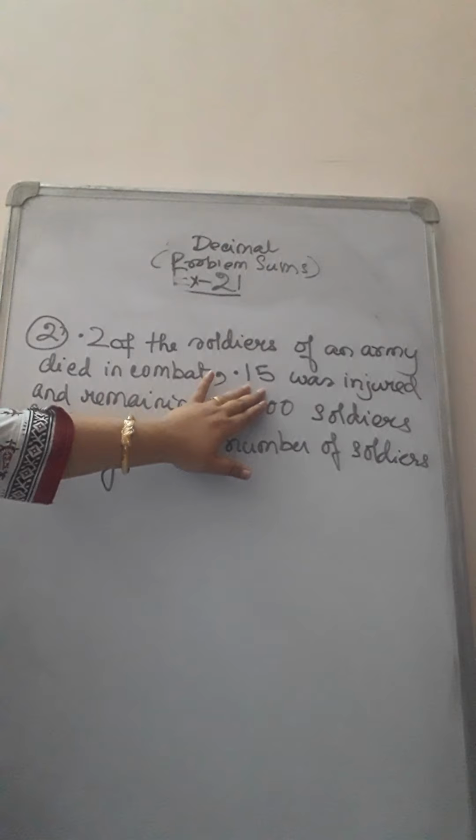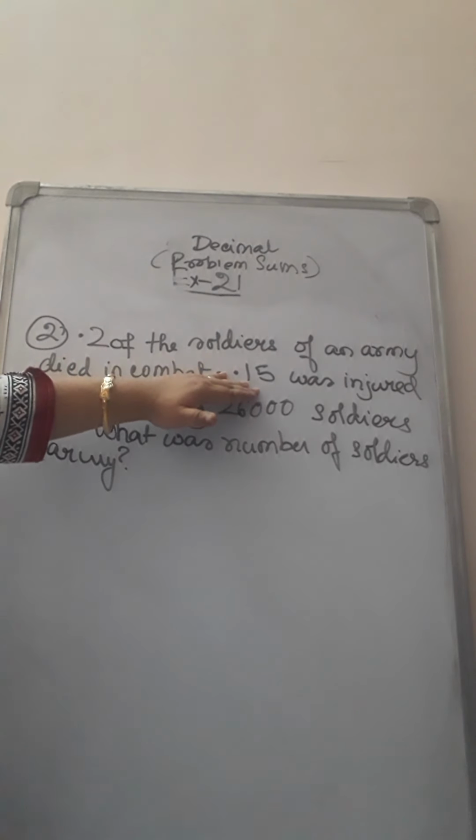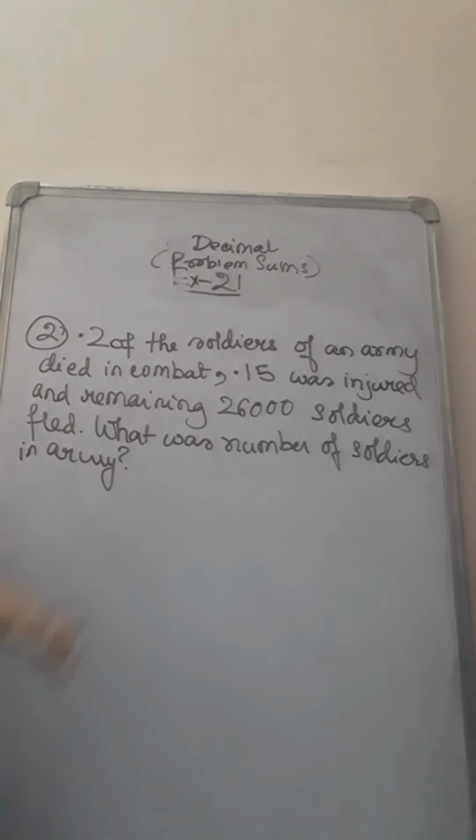0.15 was injured. So in the battle, 0.2 died and 0.15 of the soldiers were injured. And the remaining 26,000 soldiers fled. Fled away means they have gone away from the battlefield, in order to protect themselves. What was the number of soldiers in the army? So what was the original number of soldiers in the army?